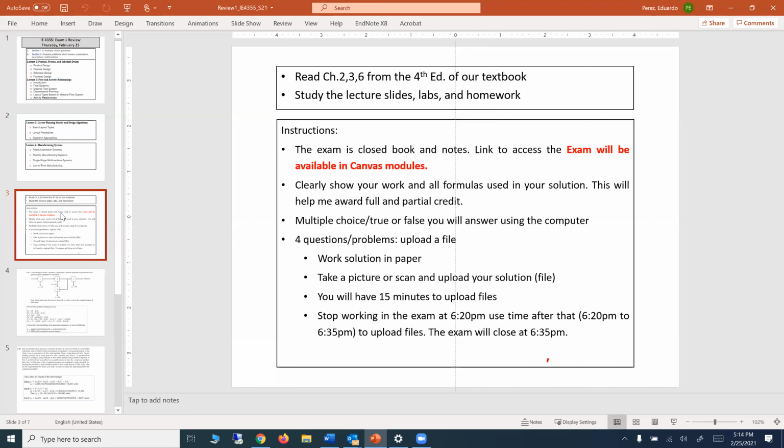As I mentioned already, multiple choice and true or false questions will be answered using the computer. So you are going to click on the right answer. And for the 4 questions for section number 2, you will have to upload a file. So my advice, again, work the solution on a piece of paper or electronically if you have a tablet. Save that file or take a picture, and upload that solution into the button that will show you for the attachment.